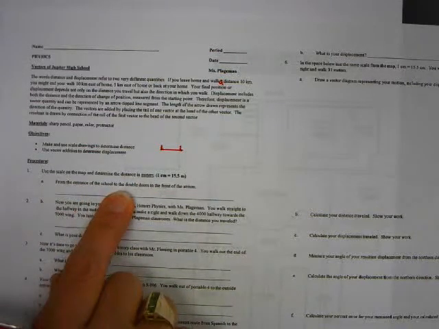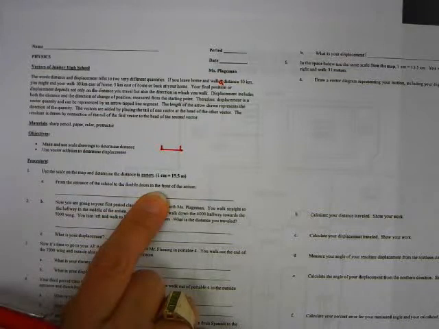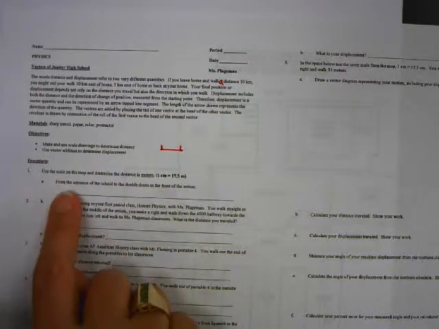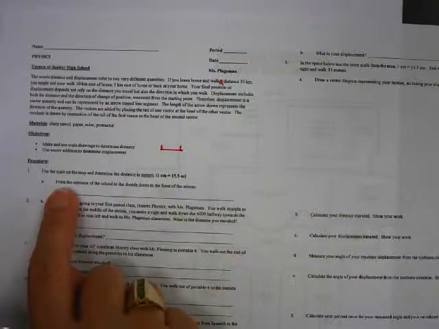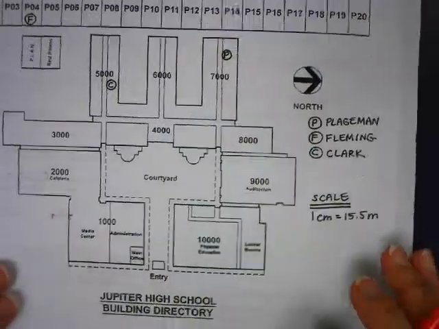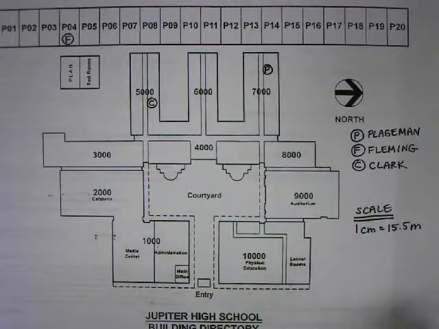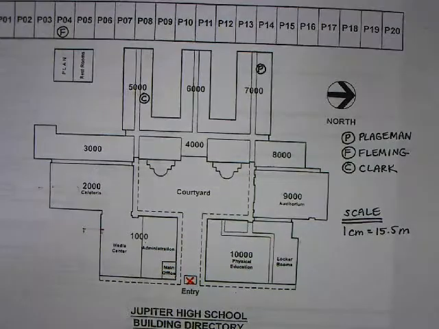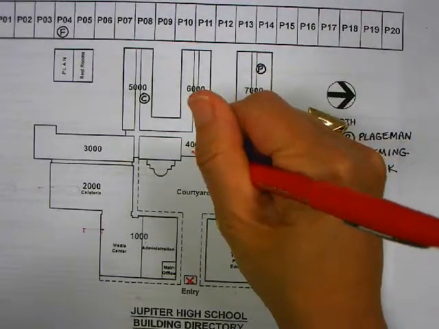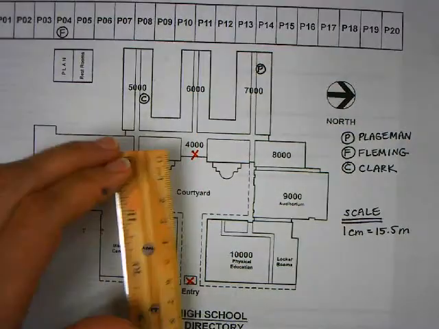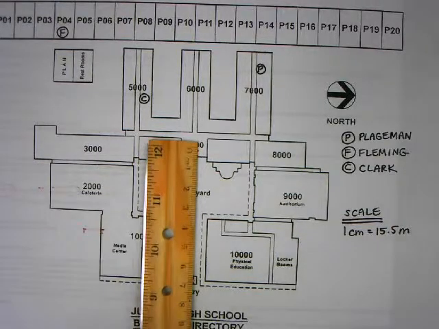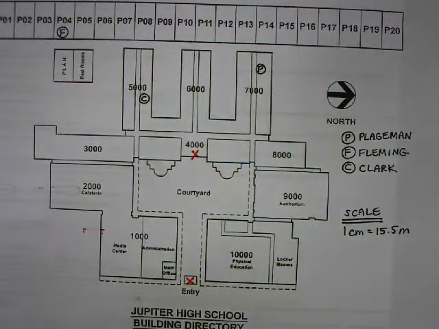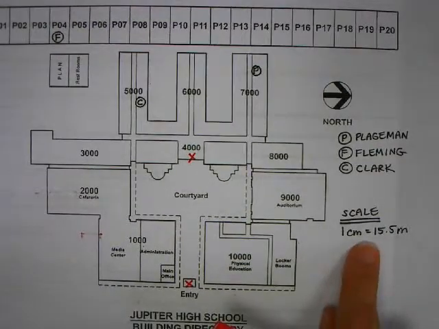You start off from the front entrance of the school to the double doors of the atrium. So you're going to look at the map of Jupiter High School, and this is where you would go in. That would be your starting point. Now where the double doors are to the atrium, that's here. You're going to take the ruler, measure how many centimeters that is, and then use the map scale to figure out how many meters that ends up being.